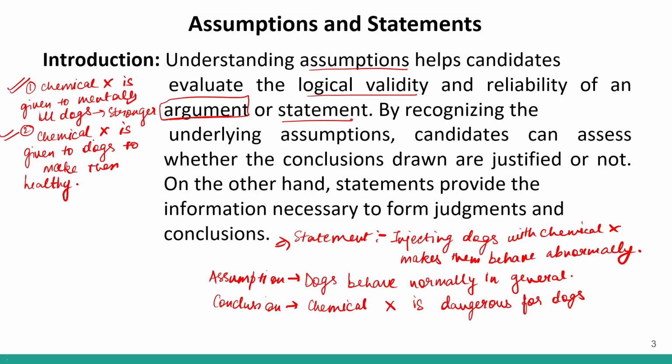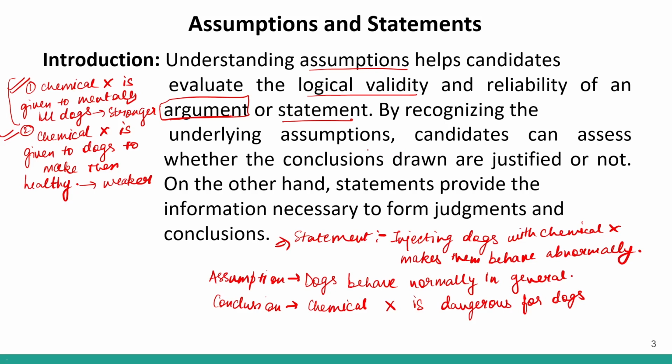The second statement says that chemical X is given to dogs to make them healthy. This will make the argument weaker, because if it is given to dogs to make them healthy, how can they start behaving abnormally? So this is contradictory. If it is contradictory, it makes the argument weaker, and if it is a statement that supports the argument, that helps the argument, then it makes the argument stronger. Okay, so these types of questions will come in your assumptions and statements.